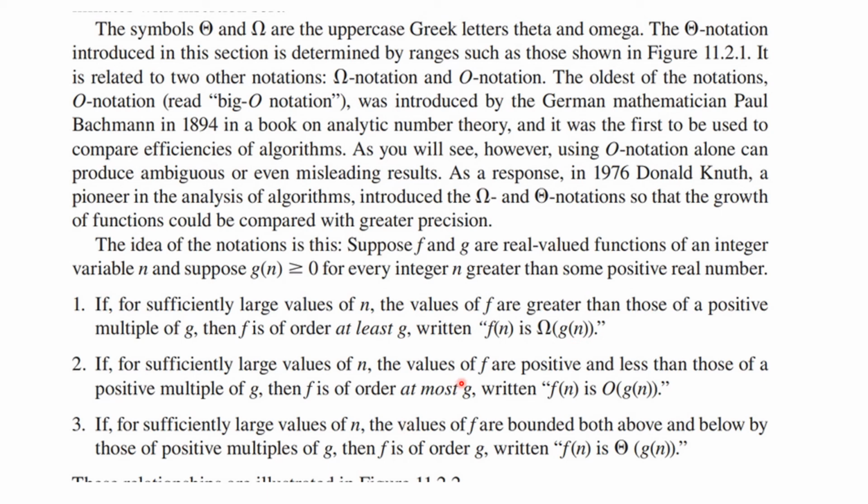If the values are positive and less than that, we say f is of order at most g, and we use big O. If for sufficiently large values of n, the values of f are bounded above and below by positive multiples of g, then f is of order g, and when he says order here, it's not big O or little o, it's order, and this is going to be the O that is called a theta, and I will tie this to the notes in your book as we go forward.